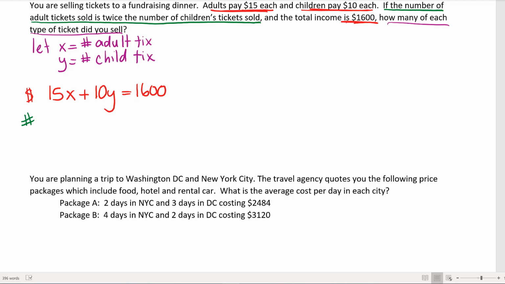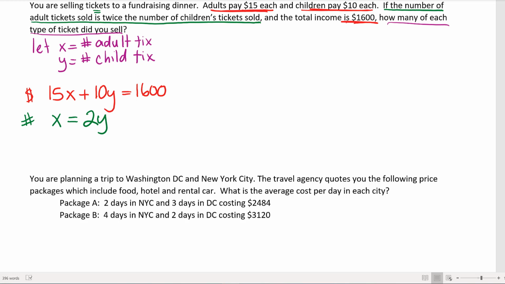The number of adult tickets is X. Is, do you remember what is means? Is means equals twice the number of children's tickets. Twice means 2 times the number of children's, which is Y. So 2 times Y. Keep reading, and then the total is 1,600. We already used that piece of information, and we've used everything else. And now these are the two equations.